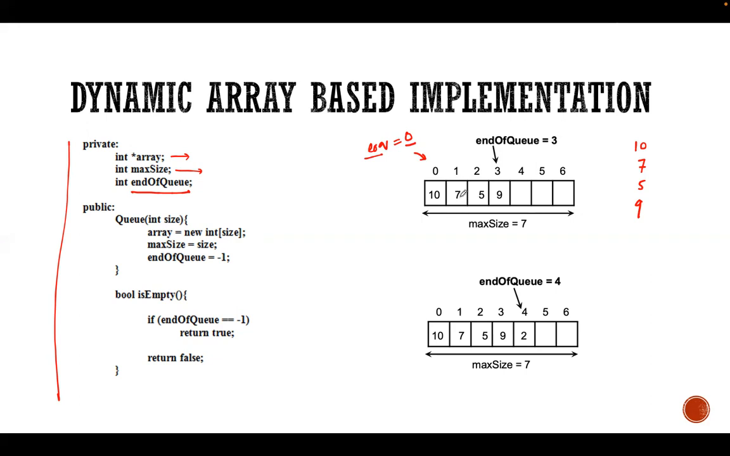So when we insert 7, end of queue will be 1. For example, in this example here, 9 is our last item, so end of queue is 3.